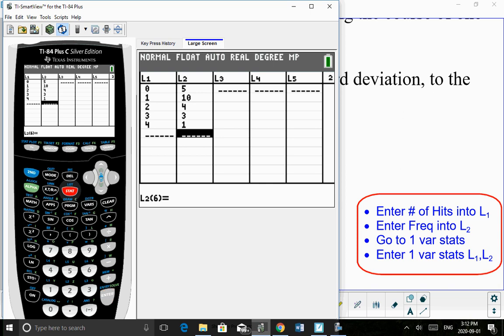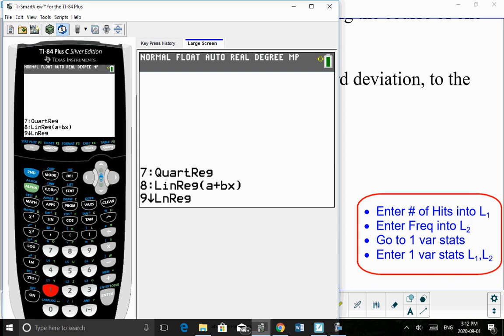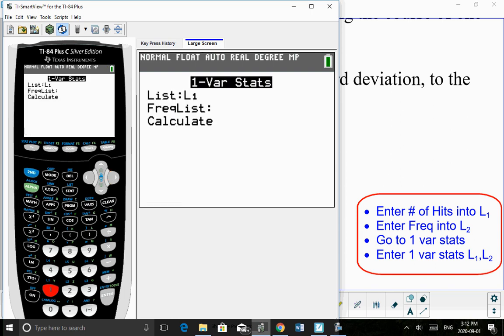So now we're going to hit stat. We still go over to calc, and you still pick number 1. You always pick number 1. But here's the difference. The list is still in L1, but now you also have a frequency list in L2. If you look right above the number 2 on your keypad, you will see a small L2 written in blue. So go second, number 2, and there is your L2. Go down to calculate, hit enter.